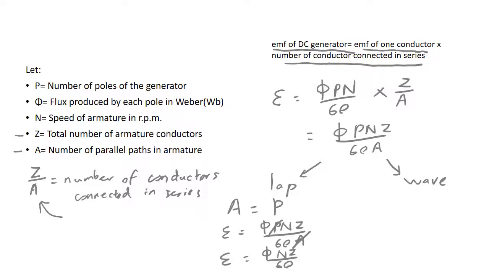For the wave type of winding, we know that the conductors are connected to two parallel paths irrespective of the number of poles of the generator. Hence, the number of parallel paths A will be 2. And we will get phi P n Z over 60 times 2, and that will be phi P n Z over 120.